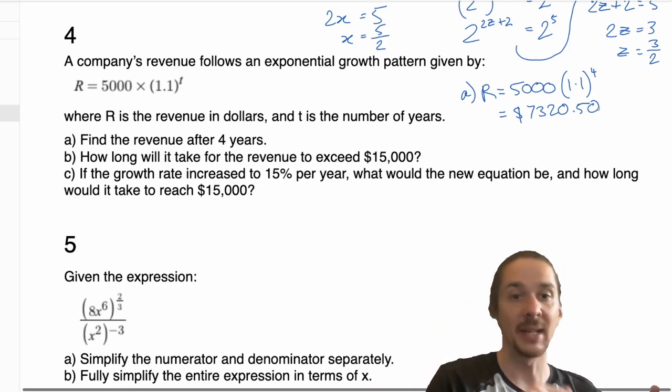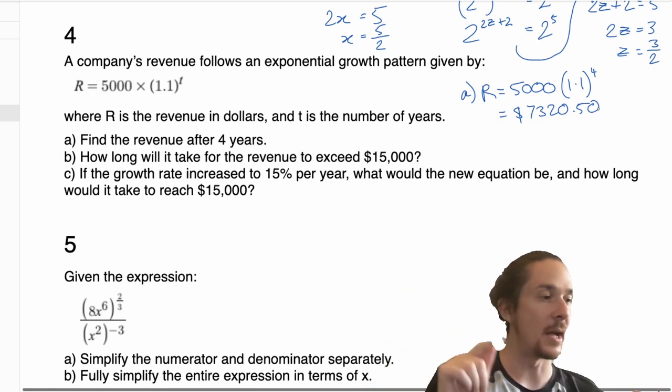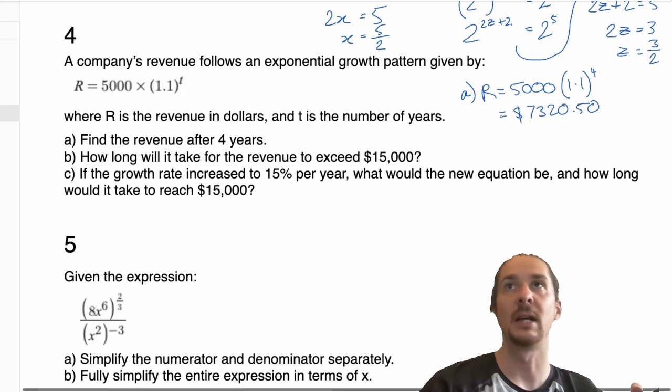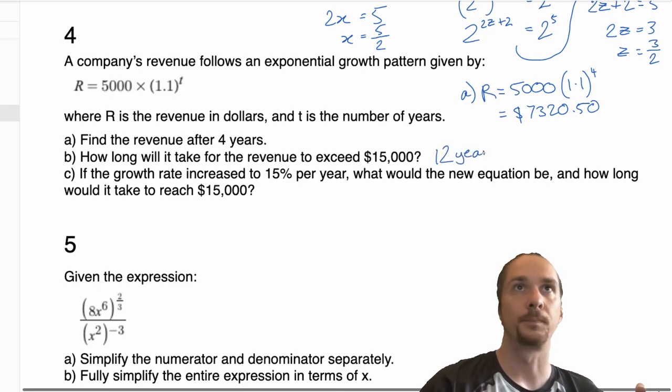So we're up to 4. I'm going to count how many times I need to press it to get over 15,000. 5, 6, 7, 8, 9, 10, 11, 12. After 12 presses, we have now exceeded 15,000, which means that it will take 12 years.